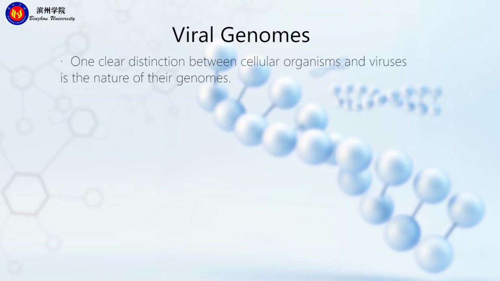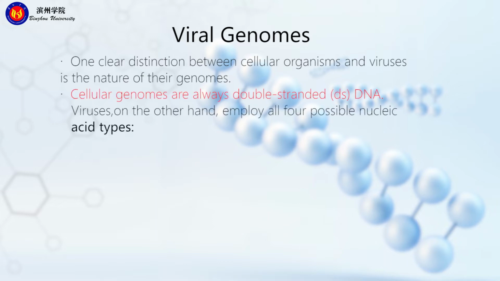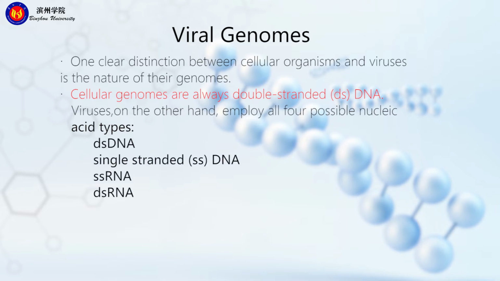One clear distinction between cellular organisms and viruses is the nature of their genomes. Cellular genomes are always double-stranded DNA. Viruses, on the other hand, employ all 4 possible nucleic acid types. The first is double-stranded DNA, dsDNA. The second is single-stranded DNA, ssDNA, and also ssRNA and dsRNA.